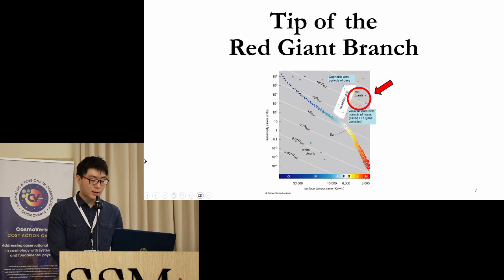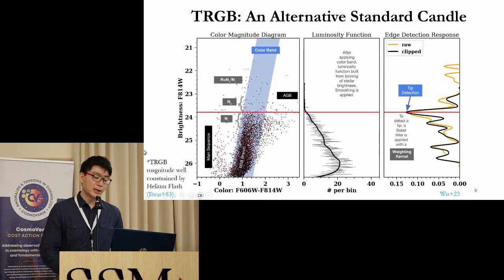So I first wanted to talk about the tip of the red giant branch, or the TRGB. And the TRGB refers to the maximum luminosity reached by red giant stars before they transition onto the horizontal branch.